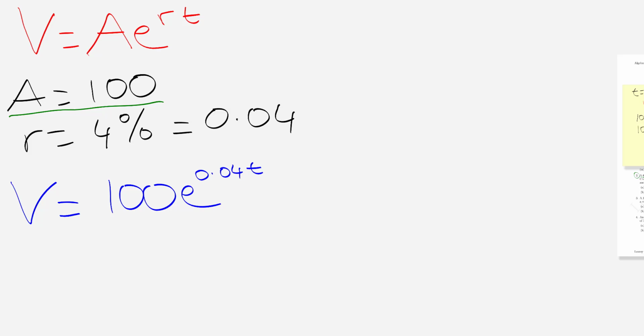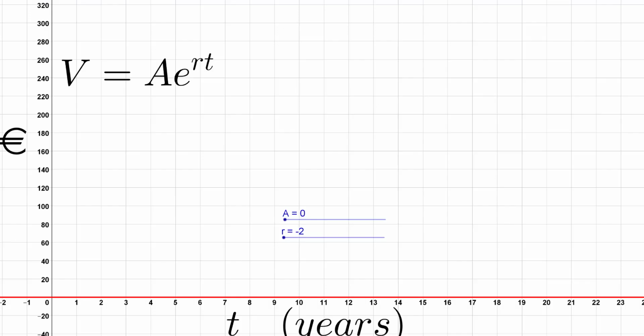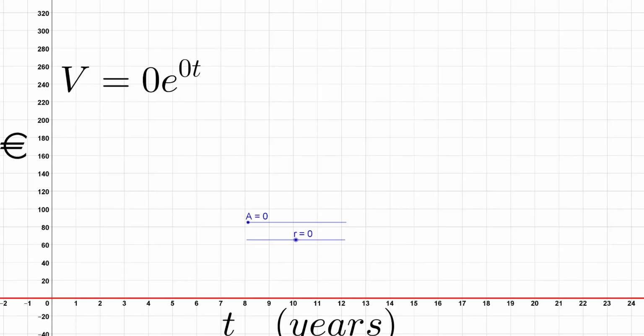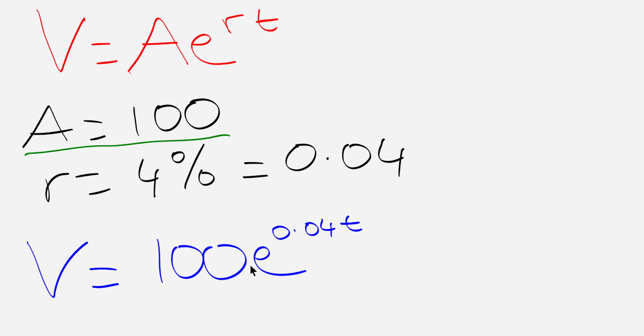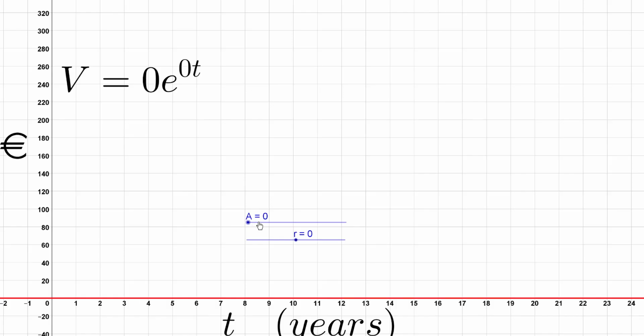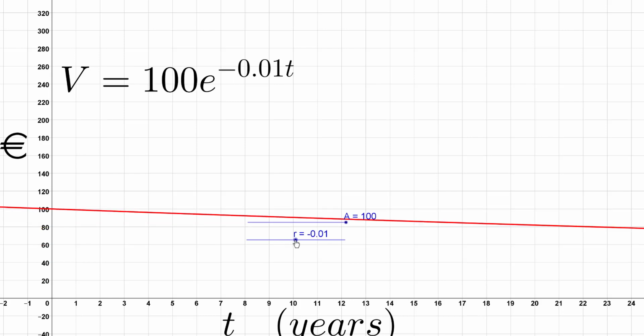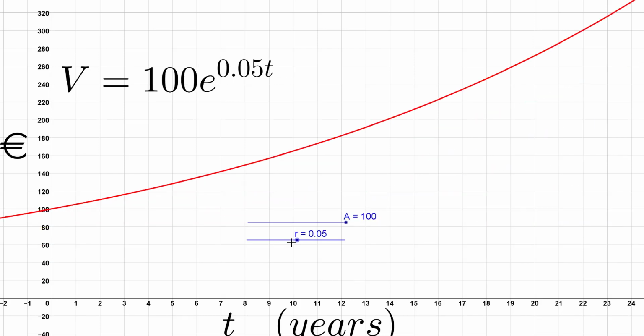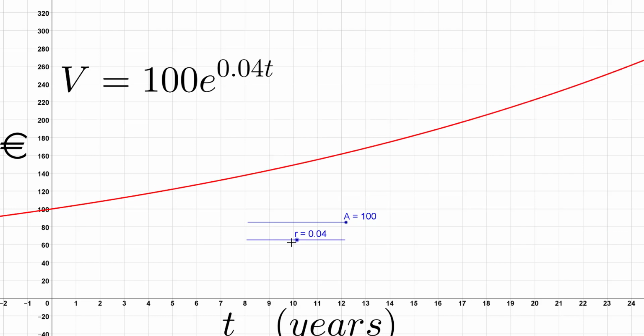So what would this look like on our graph? Here we have our V equals Ae to the rt, and we have a graph here. On the horizontal axis we have time in years, and on the vertical axis I have the value, which is in euros. Now the particular function that we're interested in is V equals 100e to the 0.04t. So my A is 100 and my r is 0.04. So we will set our A up at 100 and we will set our r at 0.04. So this is what the function looks like.